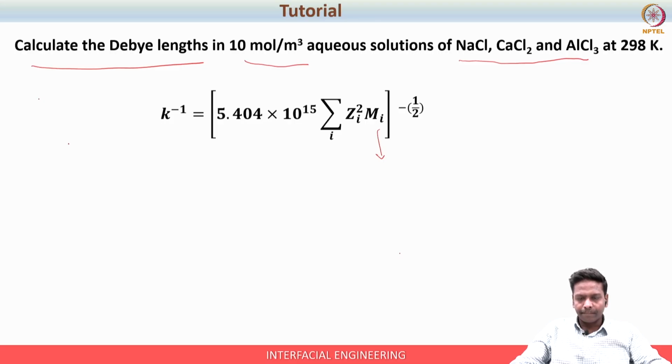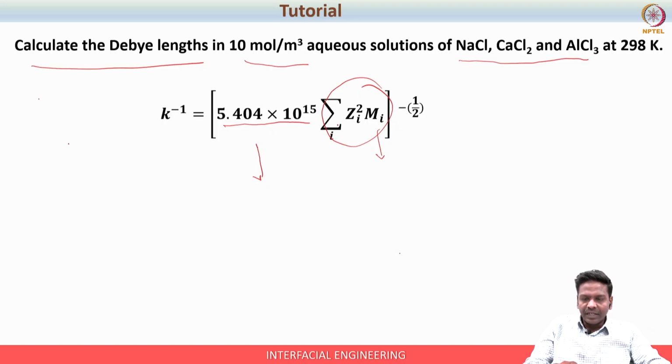The rest of these constants can be grouped into one bracket, and that is nothing but 5.404 into 10 power 15. So you just need to evaluate only the particular term within this summation, that is Zi square Mi. Let's take an example. This constant is going to come as it is. Now for this case, how can we calculate it? How can you expand this?